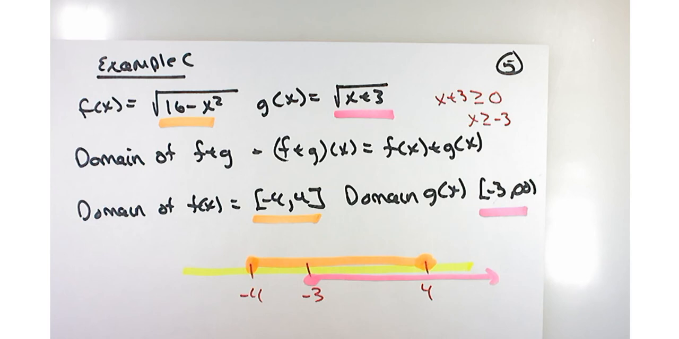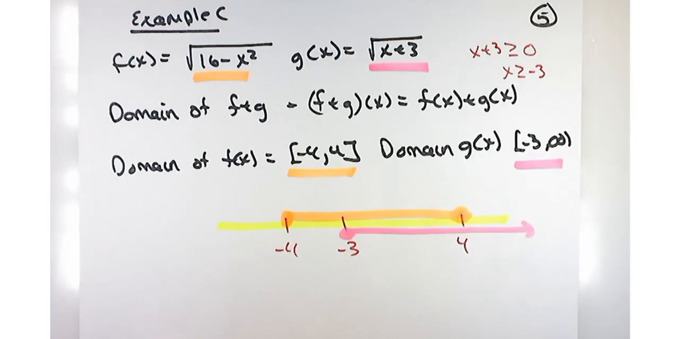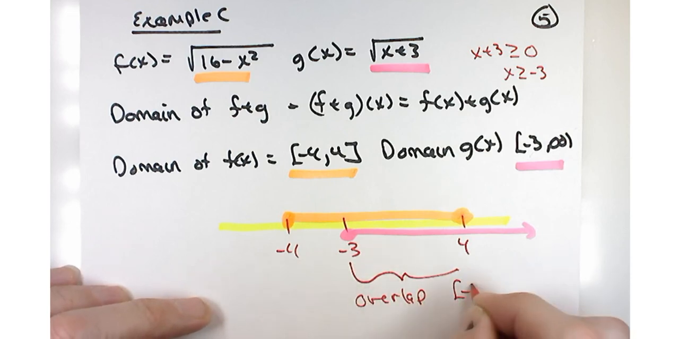But where do they overlap? Negative 3 to 4. That's where they overlap. That's where the graph is defined. That's where the function is defined. So they overlap in negative 3 to 4.